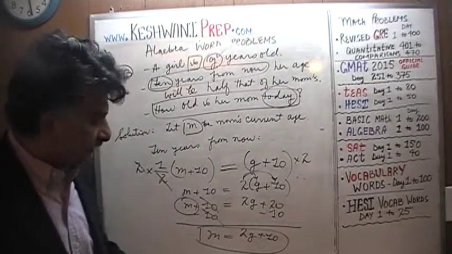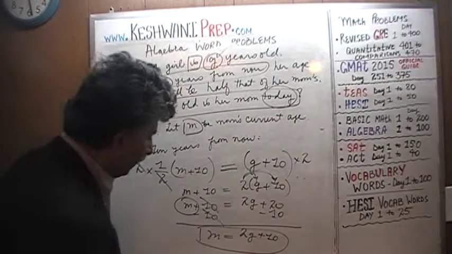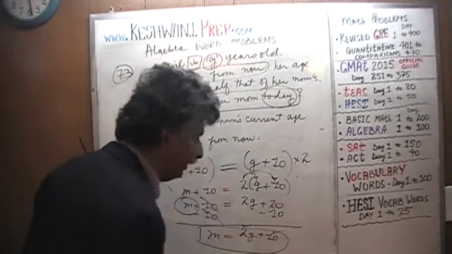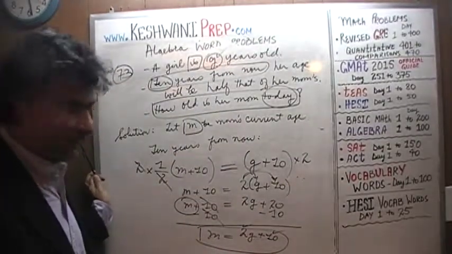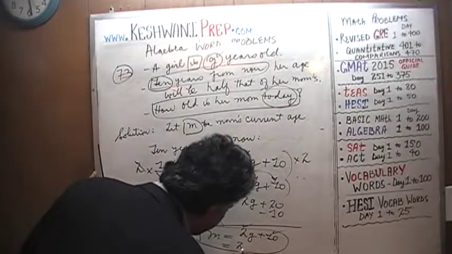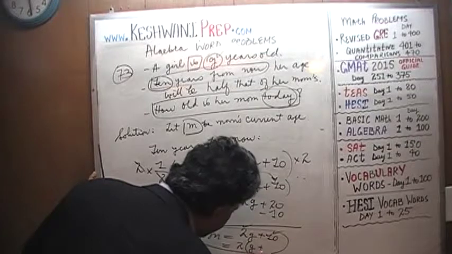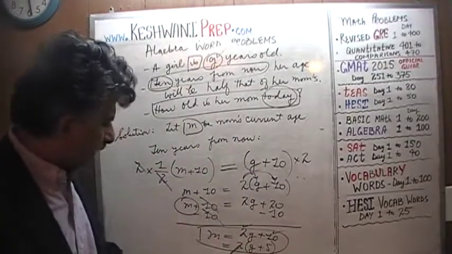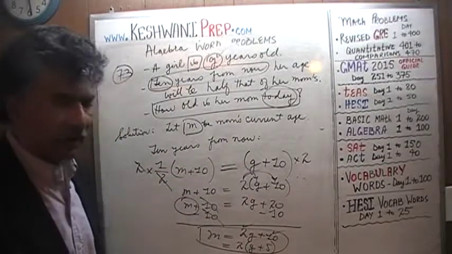Because technically speaking, this is not enough. We have to go one more step further. Because here we see 2 and here we see 10. We have to simplify it. This is not in its simplest form. We have to take out a common factor of 2. If we take out a common factor of 2, we end up with g from here and 5 from here. There is the final answer. Mother today is 2 times g plus 5.